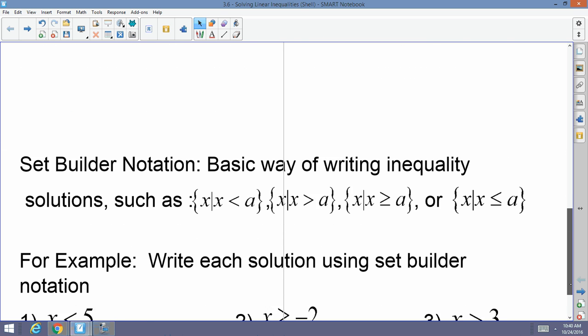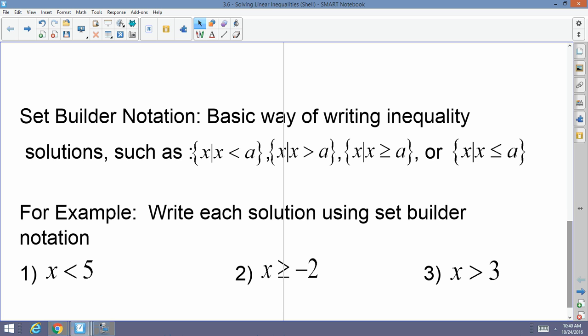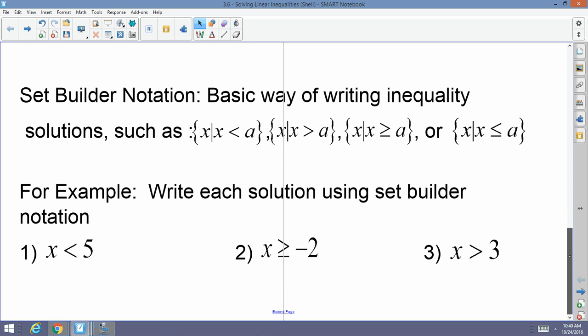Okay, so now, set builder. There are two ways to write inequality solutions. Set builder is what you've done all your life, except they didn't really teach you how to write it correctly. We know what a set is already. We've talked about sets. A set is an accumulation or a collection of things, items, numbers. It's a collection of things.